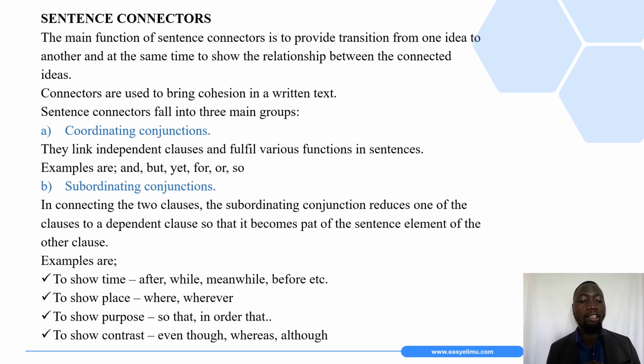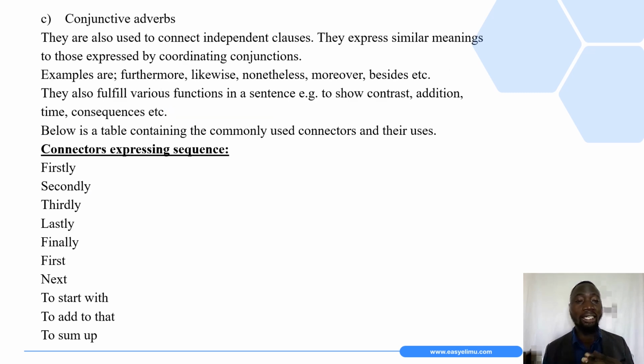Again, there are those subordinating conjunctions that are used to show contrast, and in this group, we have examples like even though, whereas, although, and so on. So we are going to look at them, giving examples in sentences. So the third group or category of the sentence connectors that we have are the conjunctive adverbs.